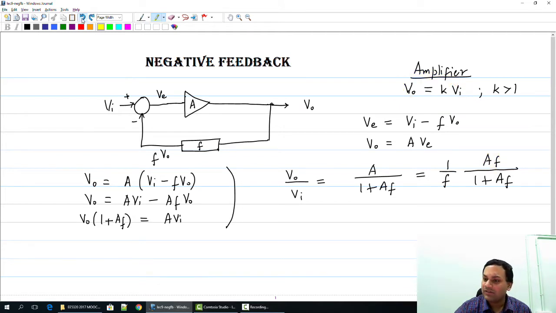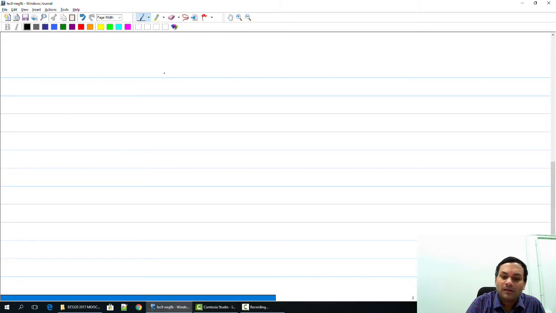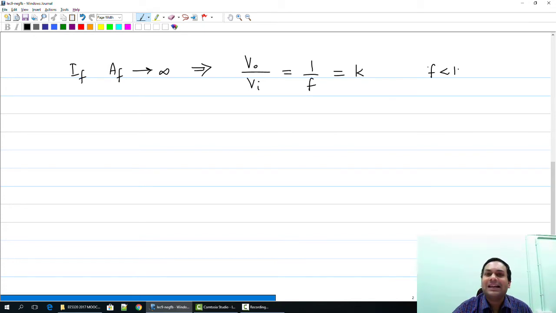Let us just write that down separately. So if AF tended to infinity, then VO by VI will become equal to 1 over F, which is the same as K. So now you have achieved your amplifier that you have been wanting to design. So clearly F should be less than 1 since K is greater than 1.